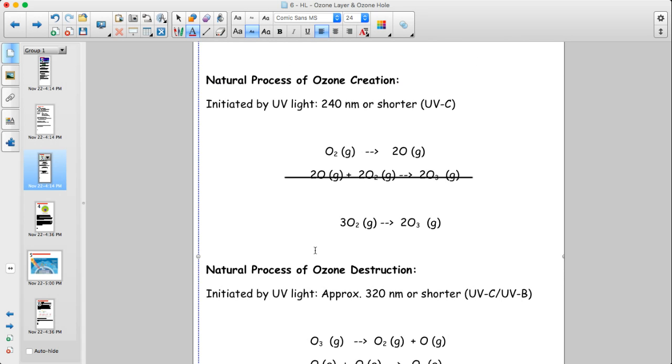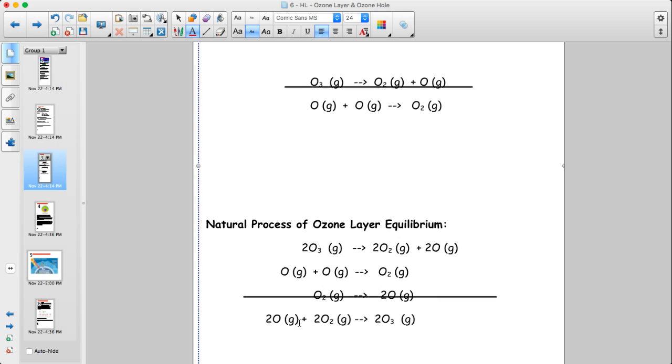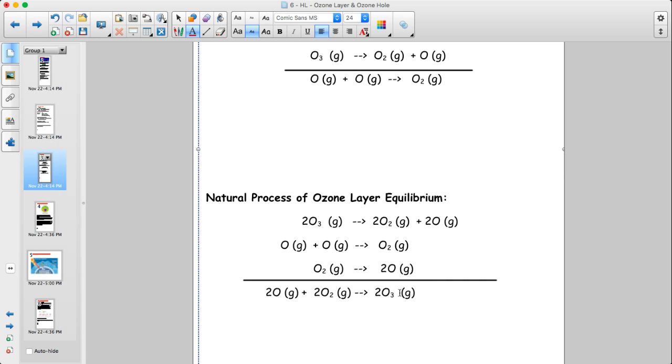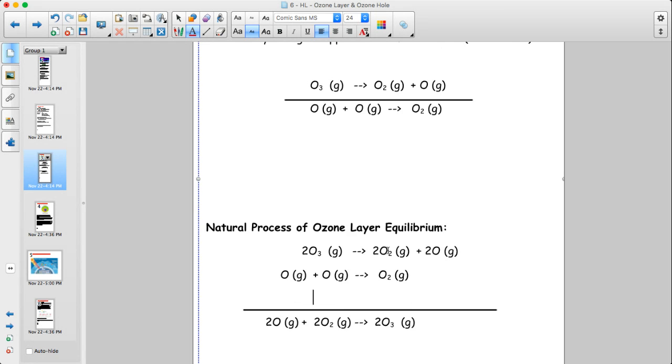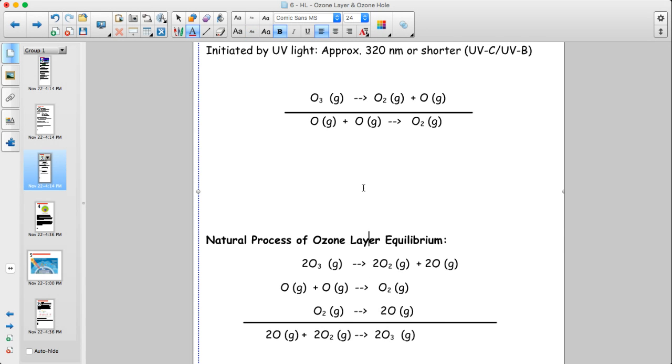The natural process of ozone destruction is essentially the reverse, that those ozones split apart with UV light, and you can reform some oxygens. Eventually, the oxygens can turn back into monatomics. And so overall, you're making, I think I've messed this up here. Oh, I skipped, that's why. I apologize, folks. I skipped past my own part here.